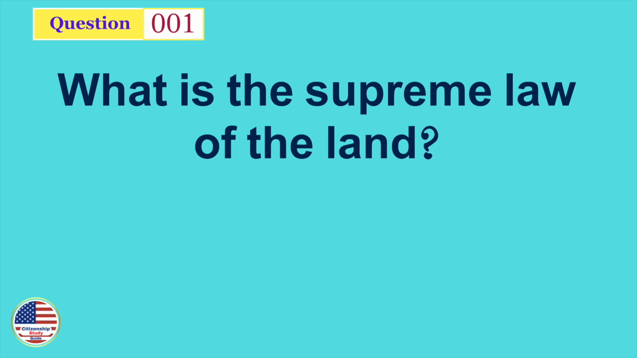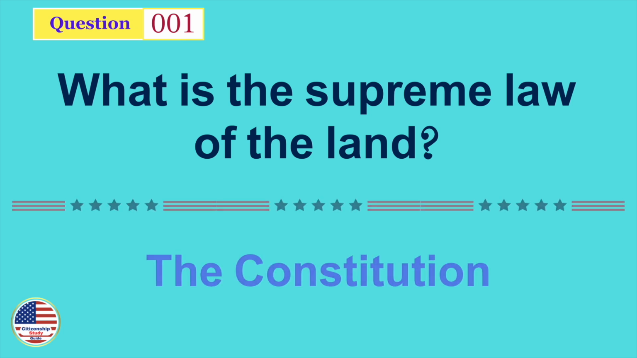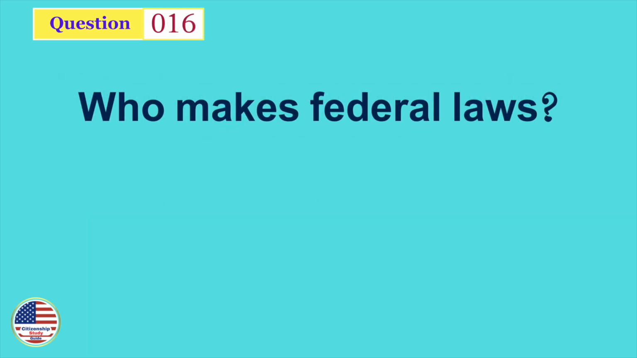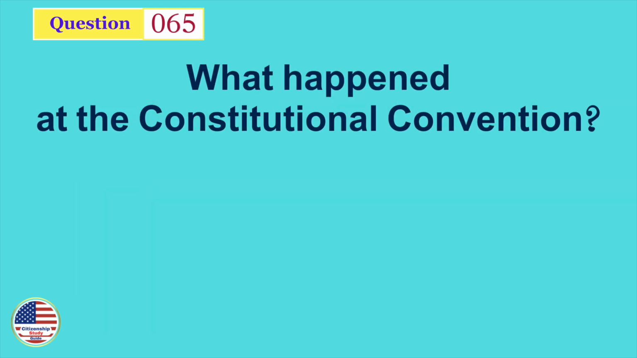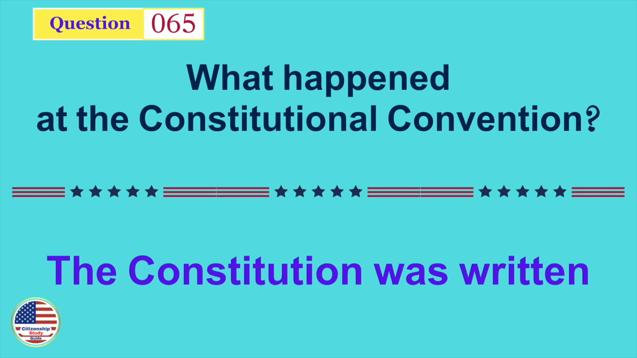What is the supreme law of the land? The Constitution. Who makes federal laws? Congress. What happened at the Constitutional Convention? The Constitution was written.